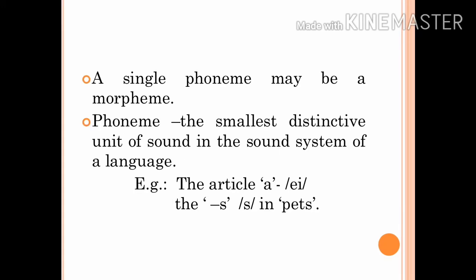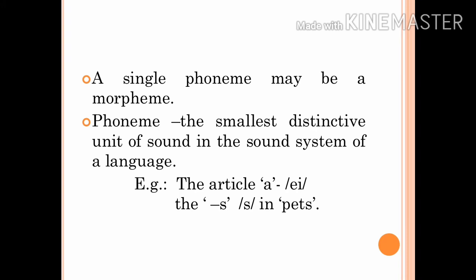A single phoneme may be a morpheme. A phoneme is the smallest distinctive unit of sound in the sound system of a language. For example, the article A. It is a single phoneme. It is also a morpheme. Similarly, the S sound in pets is a morpheme.